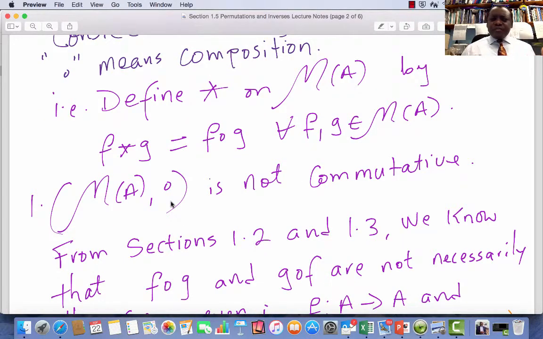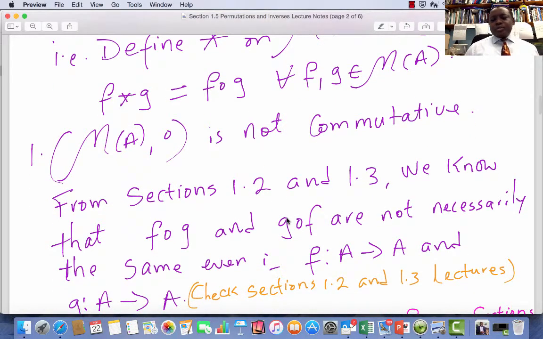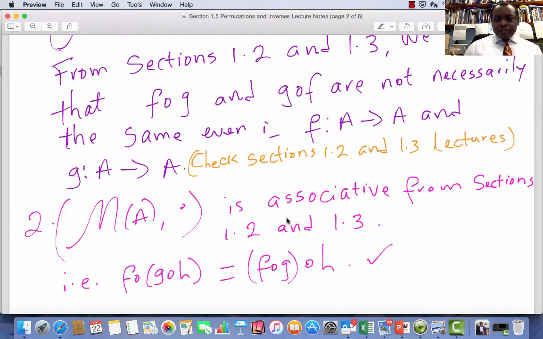Why don't we investigate some of the things we are used to when talking about binary operations? Number one, MA under the operation composition is not commutative. If you go back to sections 1.2 and 1.3, you realize that F composed with G is not necessarily the same as G composed with F, even if both F and G are mappings from A to A. So we can say that MA under composition is not commutative. You can go back and check the lectures from those sections.